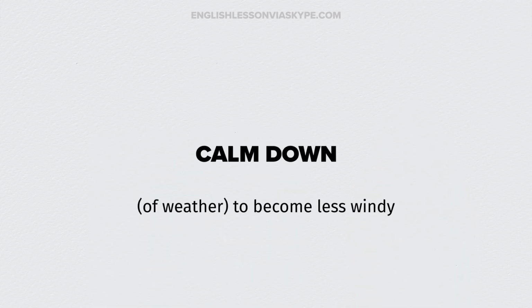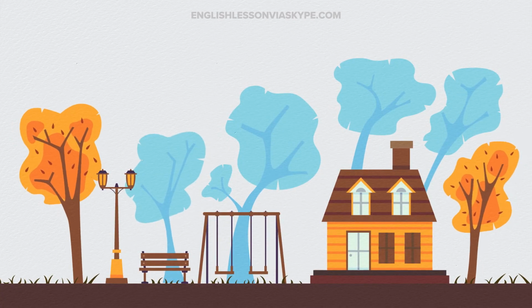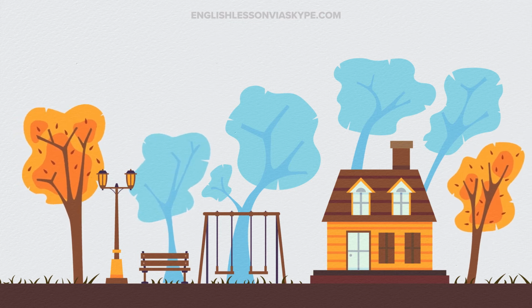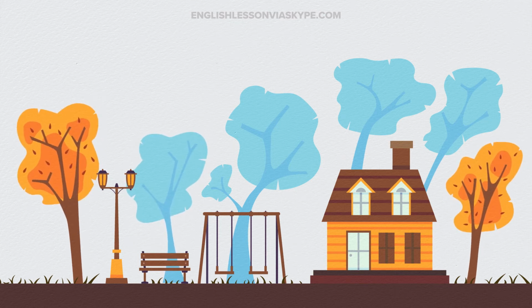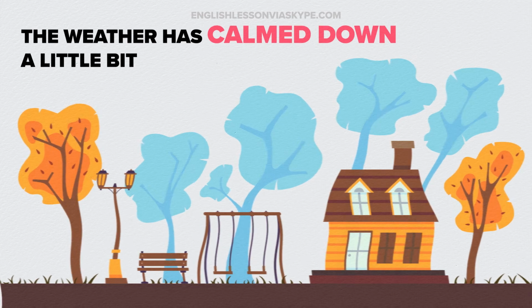We can also use it to describe the weather. So there may have been a stormy night or day, thunder, lightning, strong winds, and when you come to the window and look out, you say, oh, the weather has calmed down a little bit. We now only have a gentle breeze and there's no further thunder or no further rain.